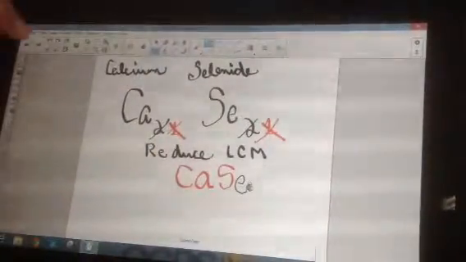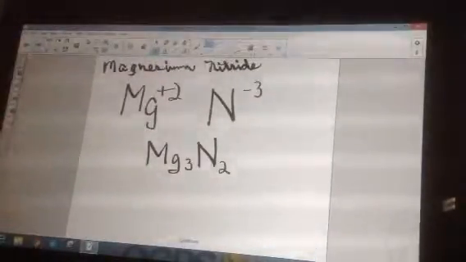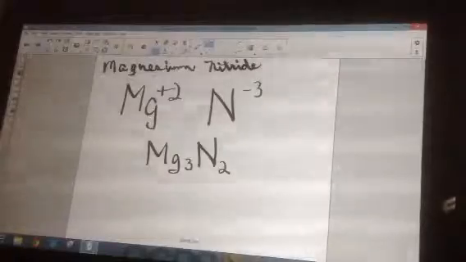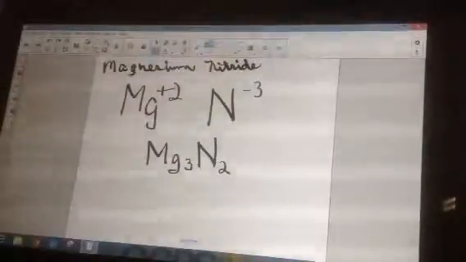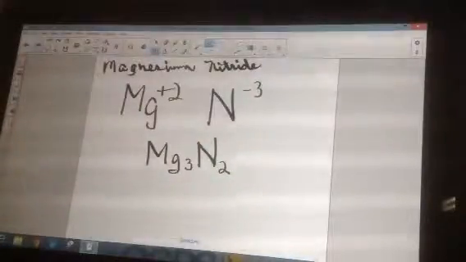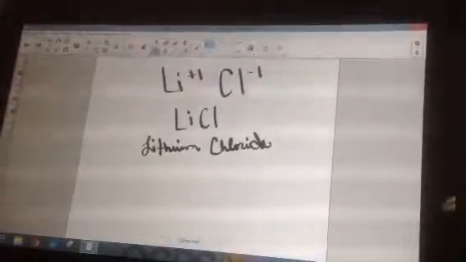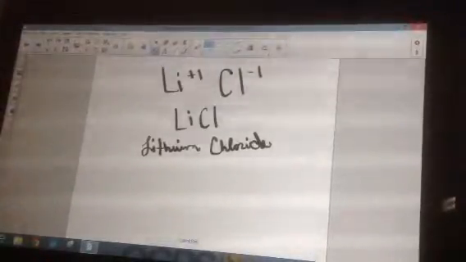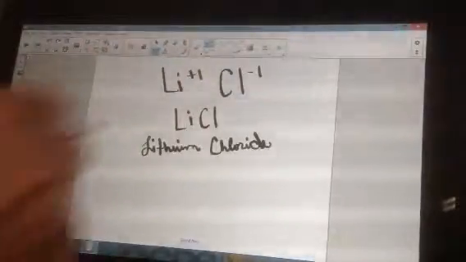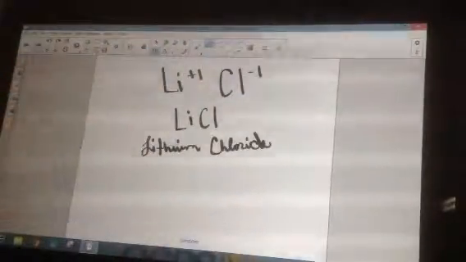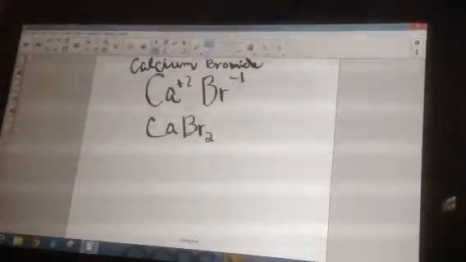All right, so I've got magnesium nitride. Mg is out of the +2 column, N is out of the -3 column. I crisscross them, and you can't divide 2 and 3 by any LCM, so the 3 stays a 3 and the 2 stays a 2. I've got Li and Cl. Li is from the +1 column, Cl is from the -1 column. That's a 1-to-1 ratio, and we don't write ones, so that just becomes LiCl.